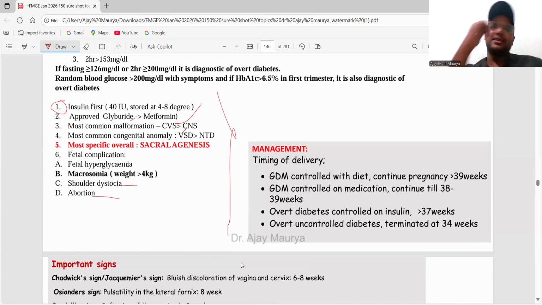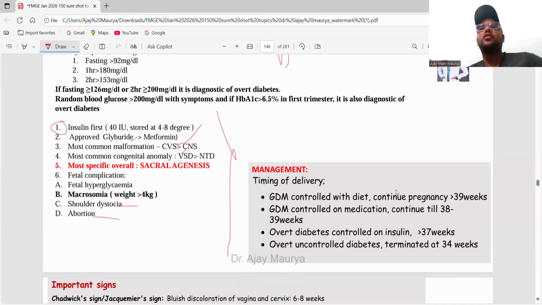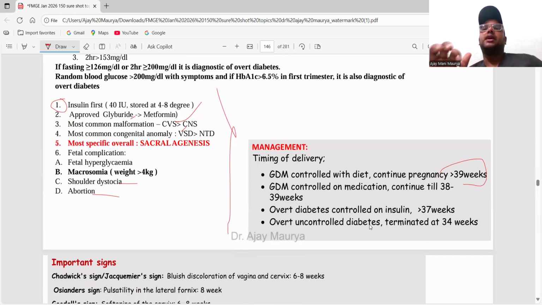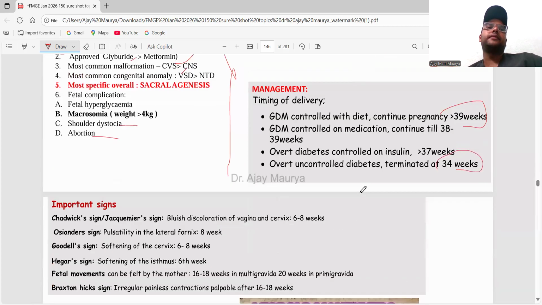Remember the management here. Gestational diabetes mellitus, control with diet, continue pregnancy to more than 39 weeks. Control on medications, continue till 38 to 39 weeks. Overt diabetes controlled on insulin, you have to do the induction of labor at 37 weeks. Overt uncontrolled diabetes, you have to terminate the pregnancy by 34 weeks only. Okay, that's what you have to remember here.